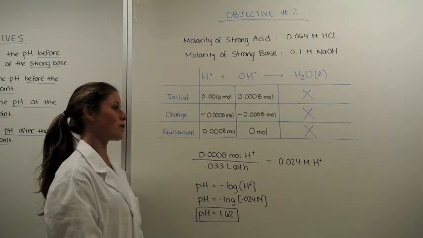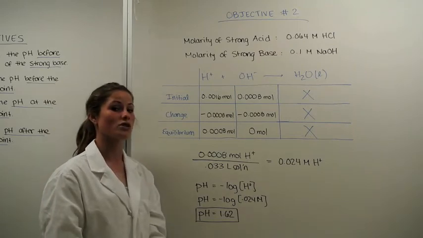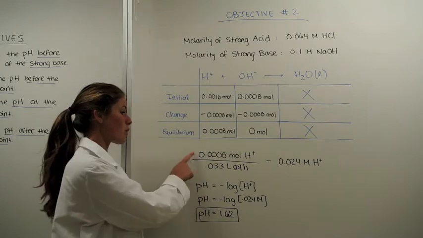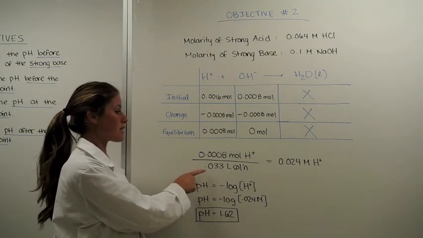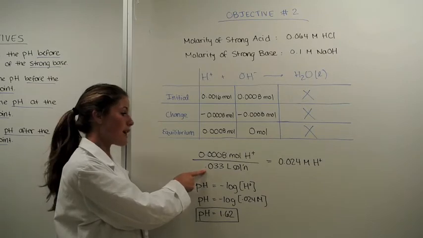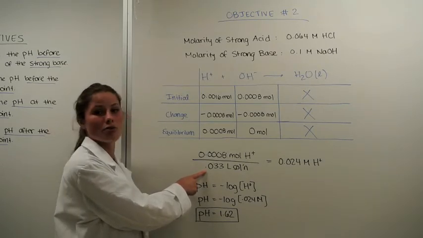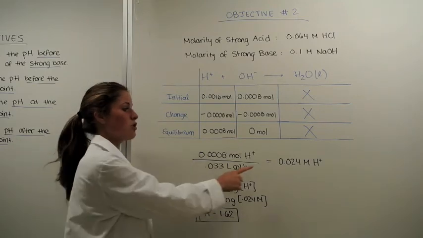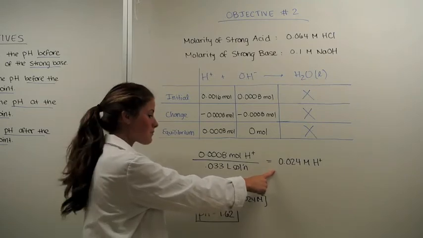Now that we know the total number of moles of hydrogen ions in solution, we need to find the total concentration of hydrogen ions in solution. To do this, we need to divide the total number of moles over the total liters in the solution. Therefore, it's 25 milliliters plus 8 milliliters, which gives you 33 milliliters, which is 0.033 liters of solution. When you divide the moles by the liters, you get 0.024 molar hydrogen ion.